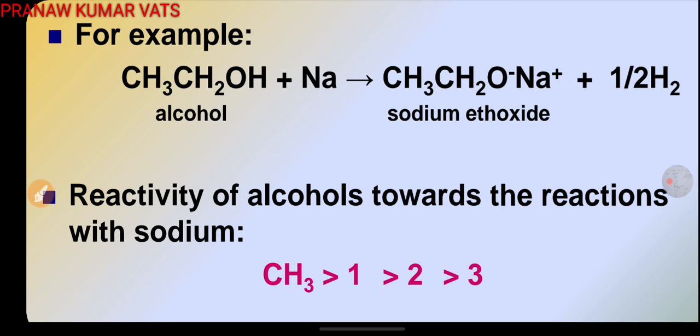The order of reactivity of alcohol towards the reaction with sodium is: highly reactive will be CH3OH, that is methanol, then 1 degree alcohol, then 2 degree alcohol, and least reactive will be 3 degree alcohol.